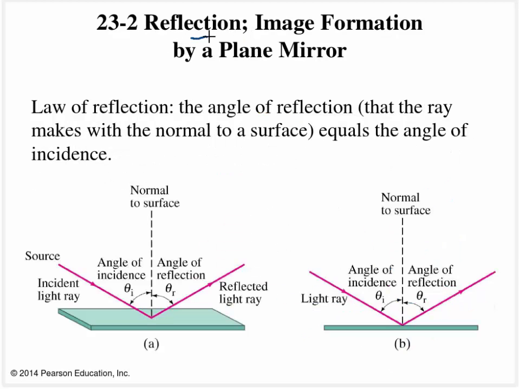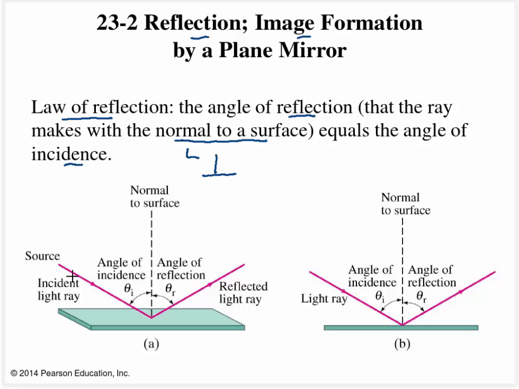Now let's start off by talking about reflection, our image formation simply by a plane mirror. This is going to be dominated by the law of reflection, which is actually quite simple. It says that the angle of reflection is going to be equal to the angle of incidence. However, the key is this angle is going to be relative to the normal, the line that is normal to the surface. Keep in mind that normal means perpendicular.